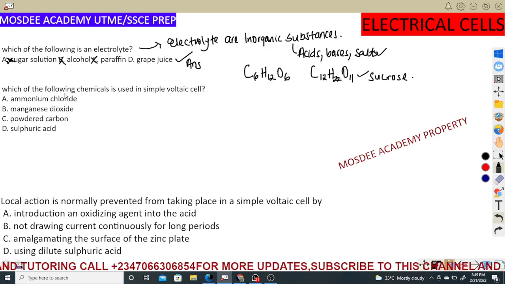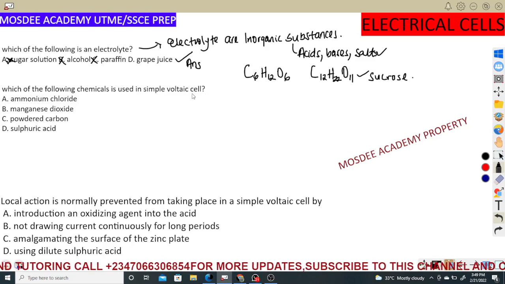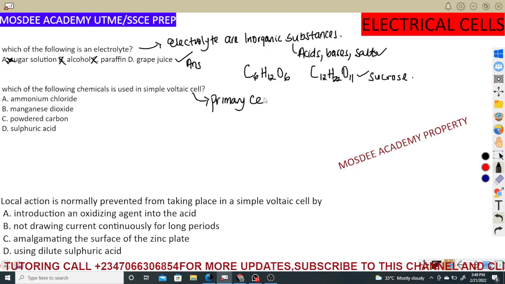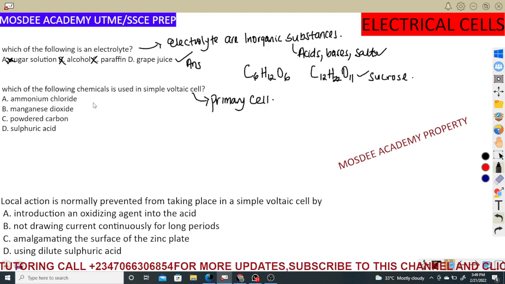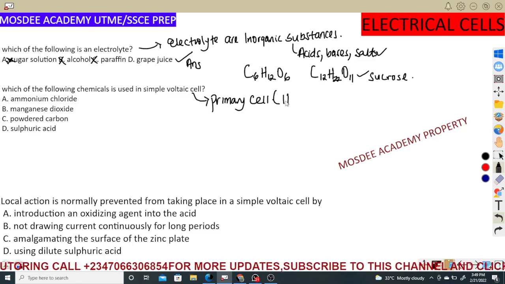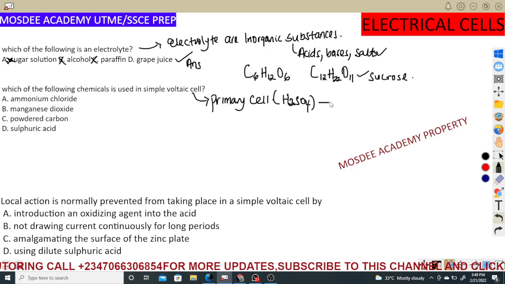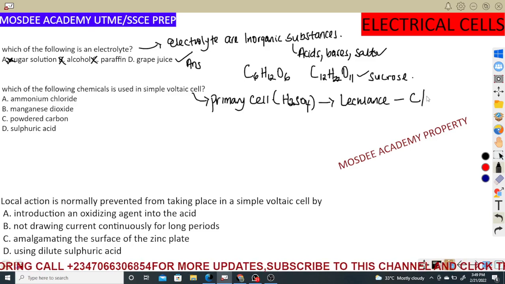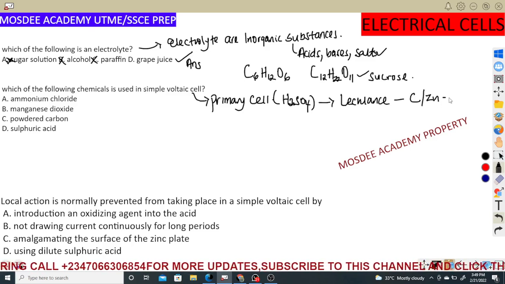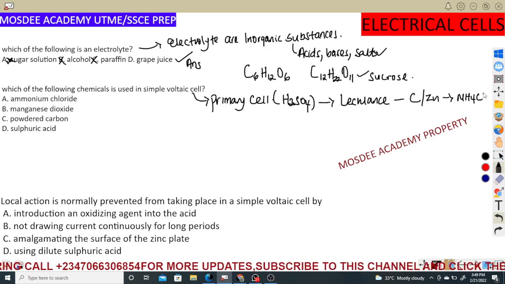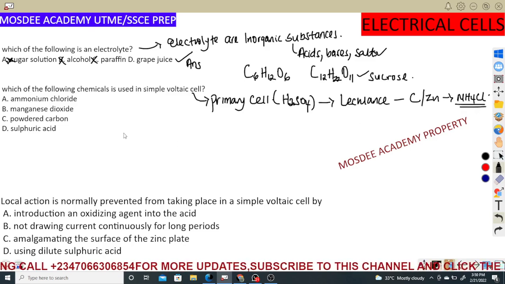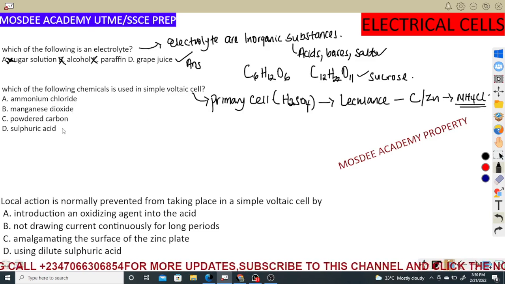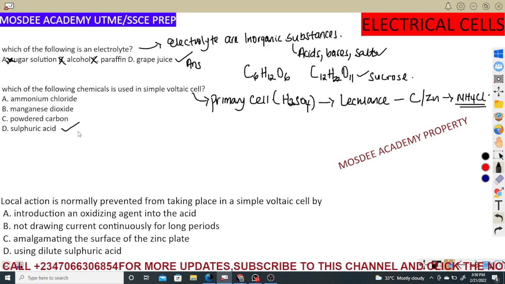The next question says, which of the following chemicals is used in a simple voltaic cell? A voltaic cell is a primary cell. We've discussed that. In a primary cell, what we use as electrolyte is H2SO4. The exception is the Leclanche cell, which uses carbon and zinc dipped in NH4Cl. Very important, you know. So the answer to this is H2SO4, and that is what you are looking for. Look at the way it is sitting here. Sulfuric acid is called H2SO4.